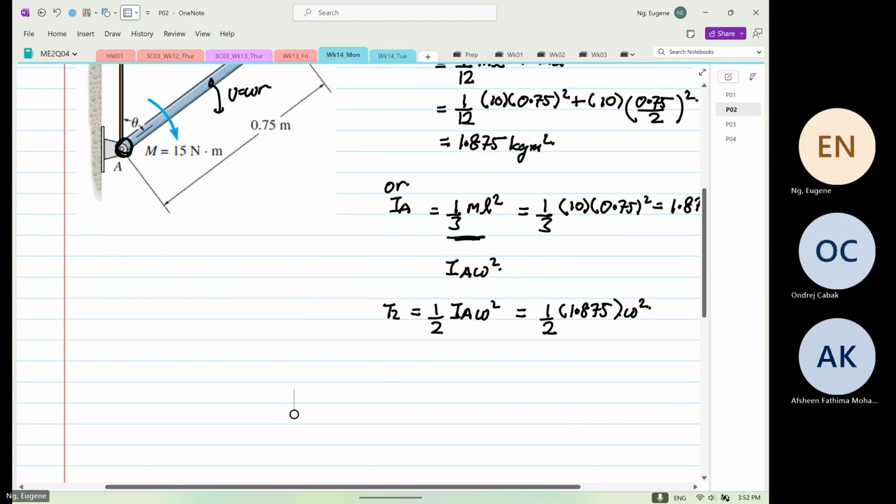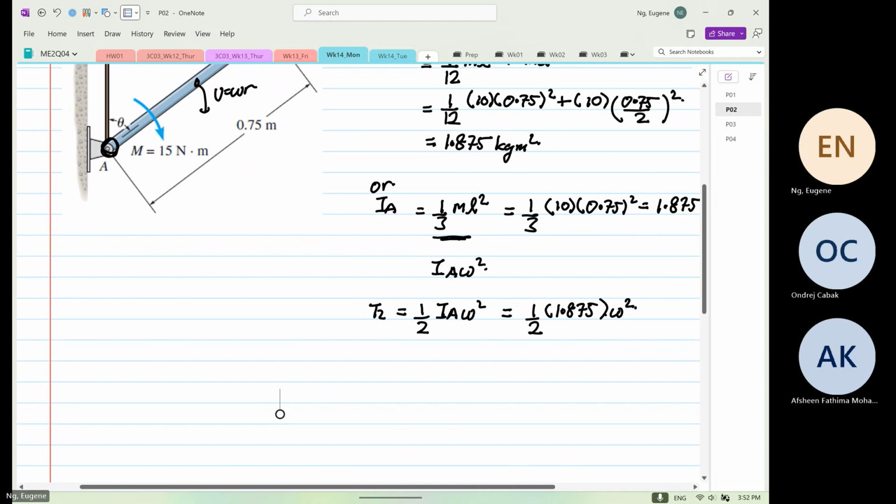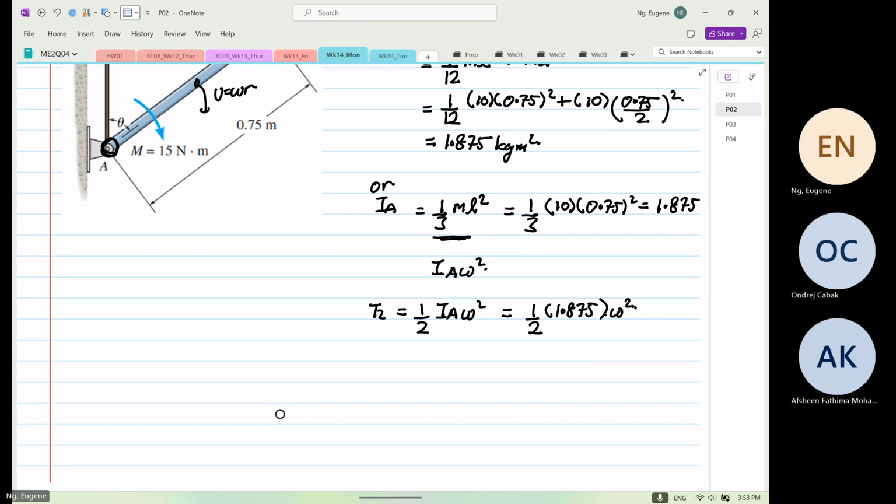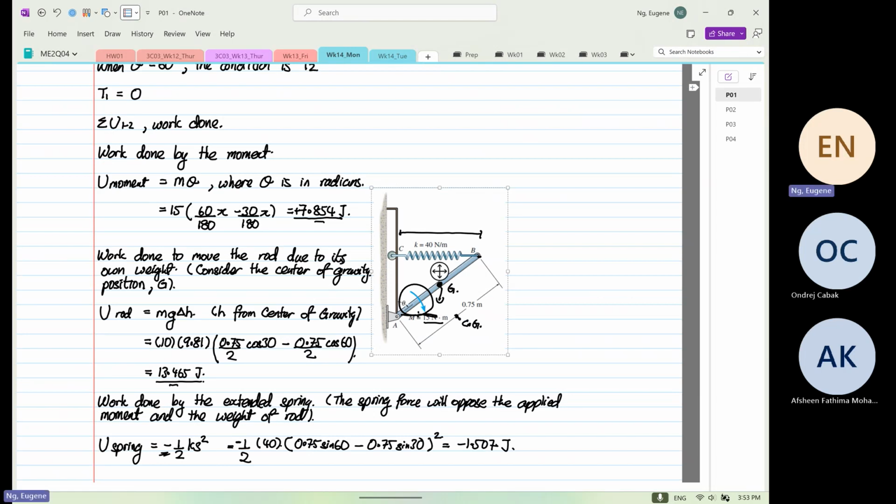So from here, we have omega. So now to write out, you have T1. Are we okay, or is there something that you're not clear about? Okay, then you will have plus the summation U1 to 2, and then you have T2. So this is 0, and this is plus 7. The plus 7.854 that we consider is due to the spring. Is it the spring? Let me check. 7.854, sorry, is the moment.